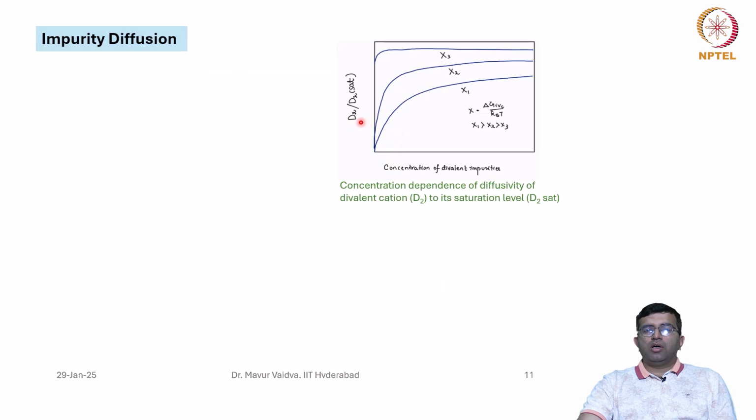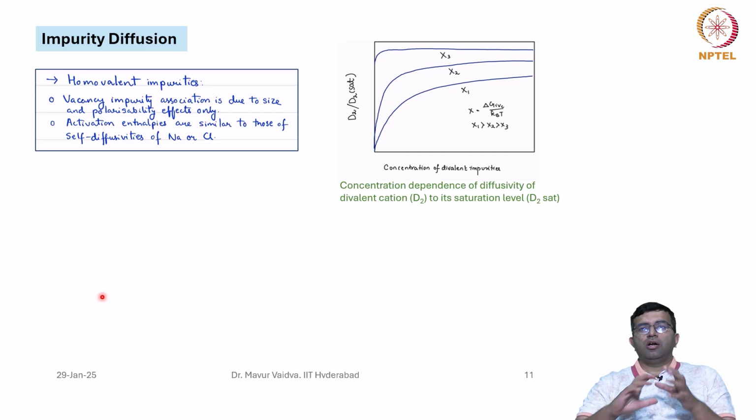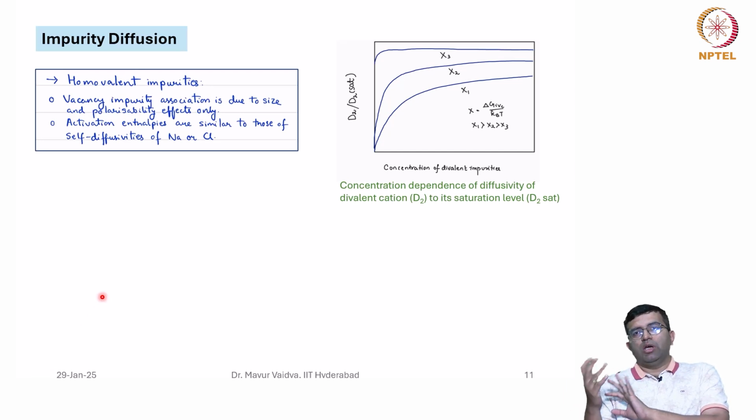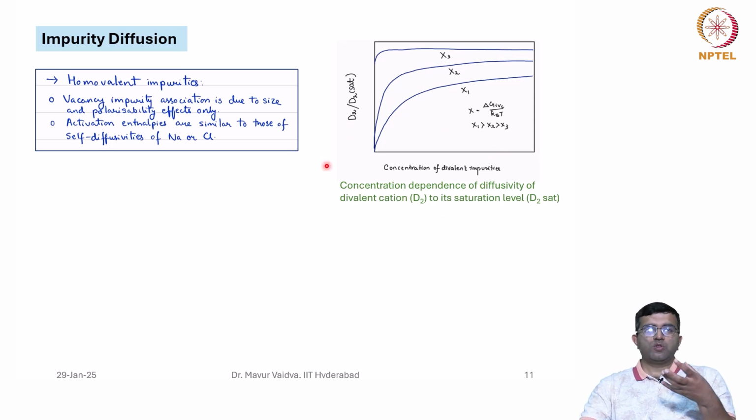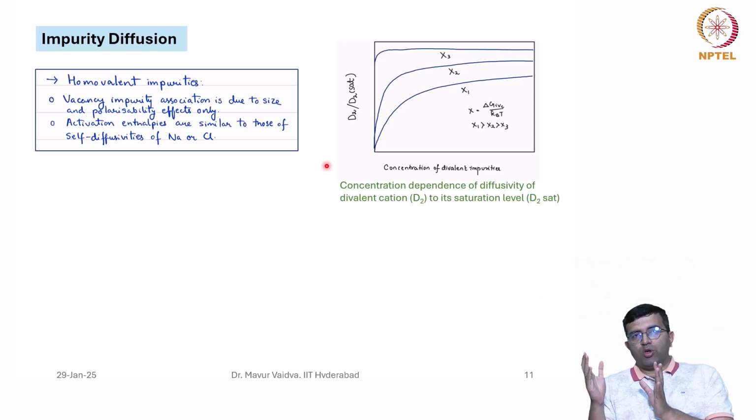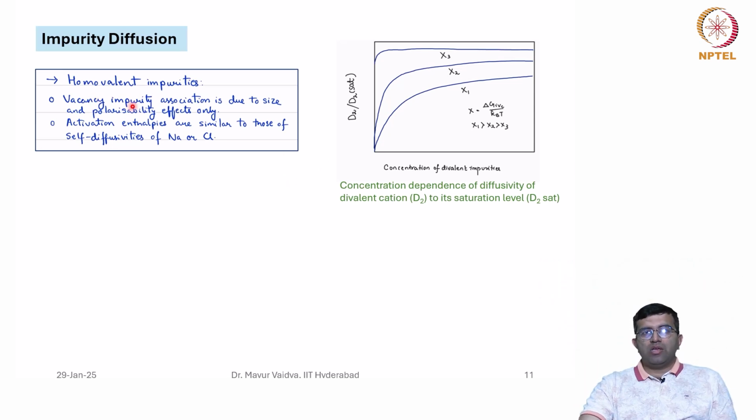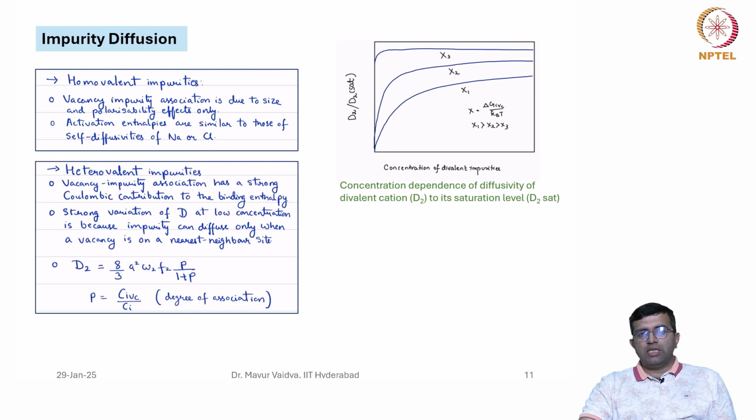If we try to plot the impurity diffusion as a function of the concentration of the divalent impurities, this also depends upon the nature of the impurity. This graph is only for divalent, but what I am trying to say is that when we consider the impurity diffusion, there are two types of impurities that are possible. One is the homovalent impurities. In the homovalent impurities, the vacancy impurity association is due to the size and the polarizability effects, and the activation enthalpies are very similar to those of the self-diffusivities of Na or Cl.